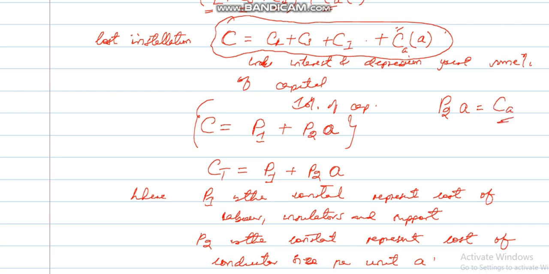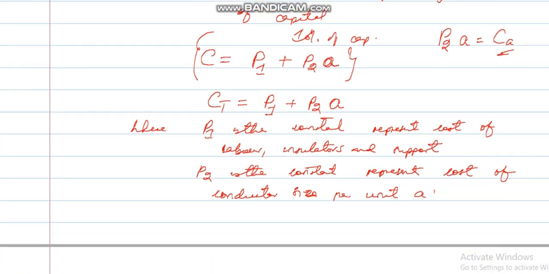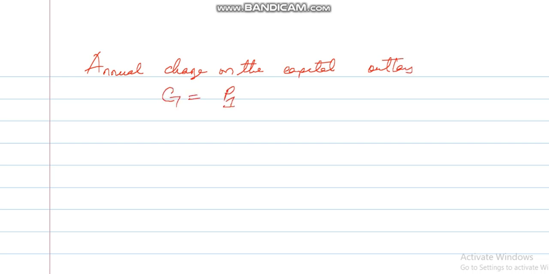Okay, kwa hiyo tunaweza tukasema kama the annual charge on the capital outlay CT, sasa na kusema P1 plus A P2. This is equation number 2. Okay, this is C1. Sorry.